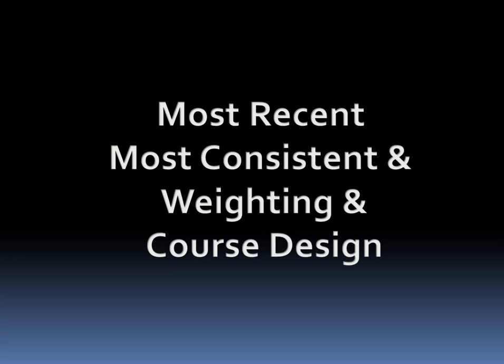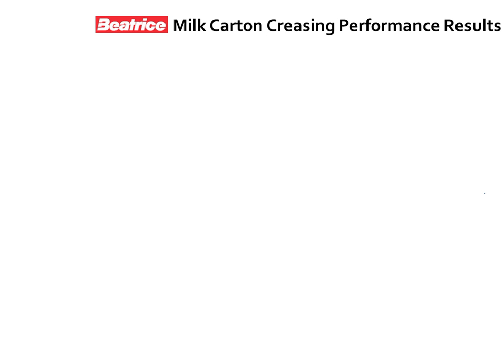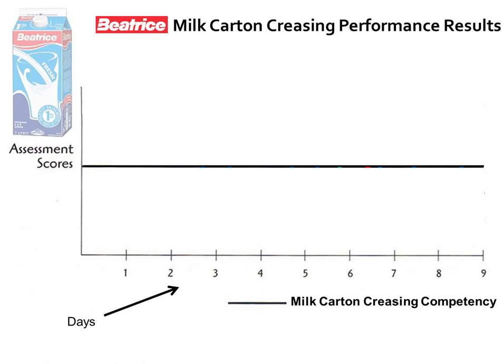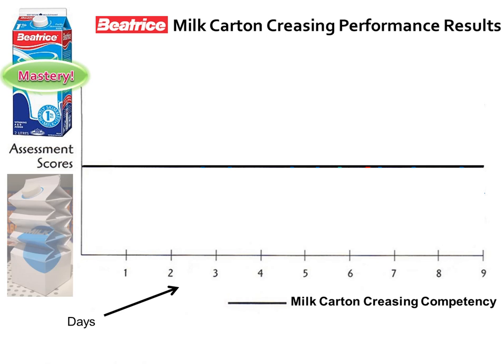This video explains most recent, most consistent marking methodologies. This example asks you to consider if there were 3 different potential workers in the milk carton factory that day, who would you want to make your milk carton? Their competency is displayed on the y-axis and the progression of time is represented on the x-axis. The horizontal line represents competency.